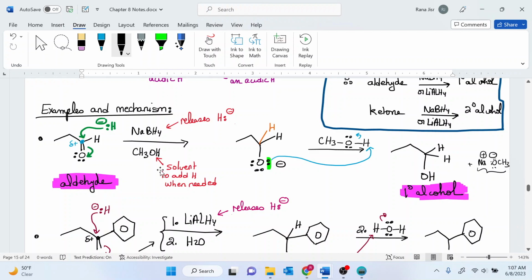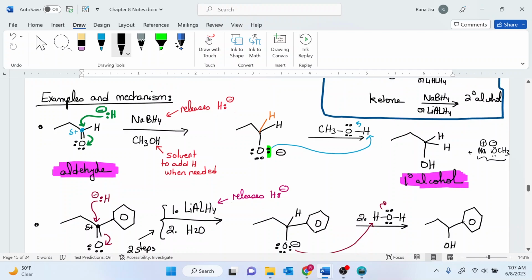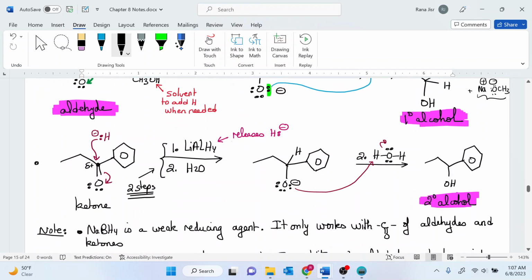So what I did over here is simply I removed the pi bond and I added a hydrogen to this carbon and a hydrogen to this oxygen. And you're going to end up getting your primary alcohol. So aldehydes always form primary alcohols. Ketones form secondary alcohols.